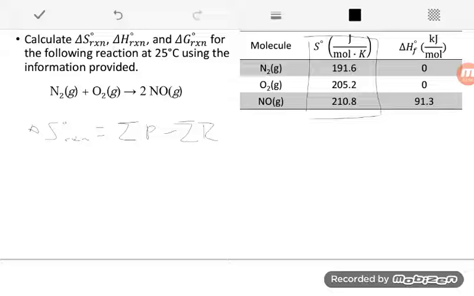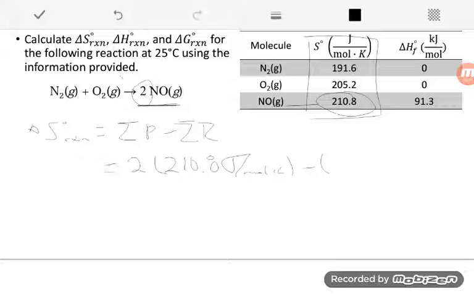So for the products, that's my NO. So that's this one right here. And I have to keep in mind that there's 2 of this. So there are 2 of my NOs. Oops, I'm sorry, yeah, 2 of the NOs. There's no NO2, I'm saying it wrong. So I'm going to take 2 of my NOs, each of which is 210.8 joules per mole Kelvin. And I'm going to subtract.